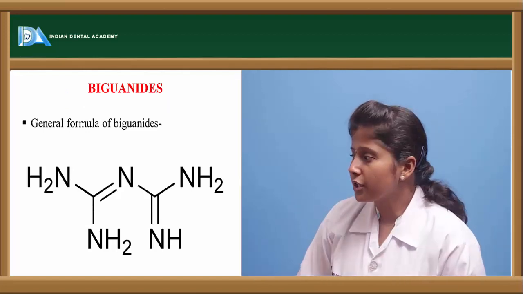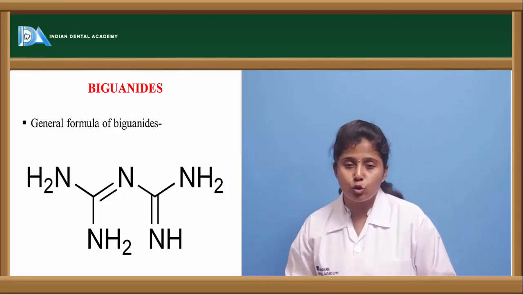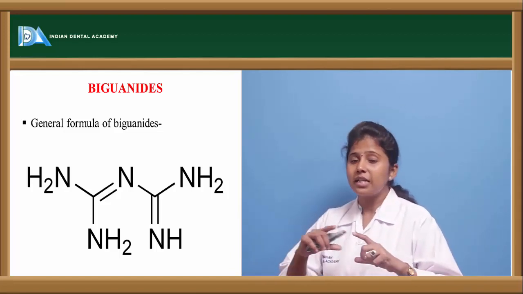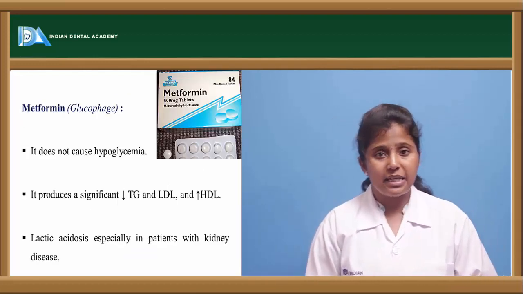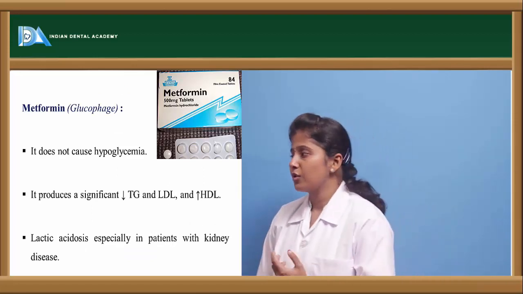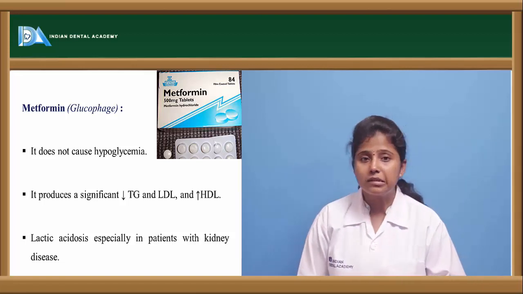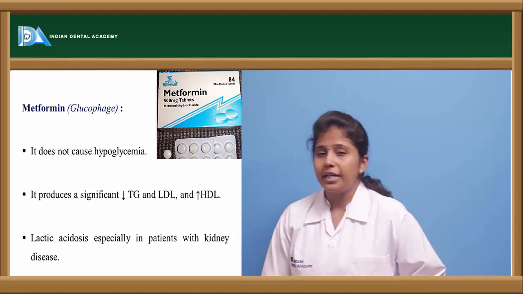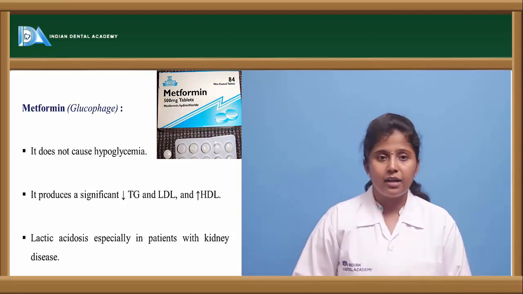The general structure of biguanides is that they contain nitrogen NH2 groups which are attached, structurally representing a straight chain. The drug which comes under this category is metformin, which is available in the market as Glucophage. This is a drug which does not cause hypoglycemia, even on long-term usage, and it produces a significant decrease in the triglycerides and LDL levels.